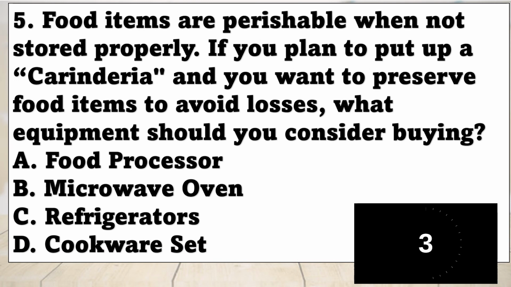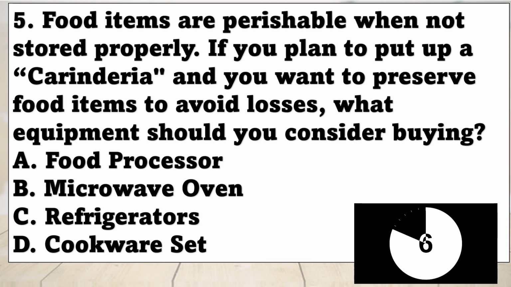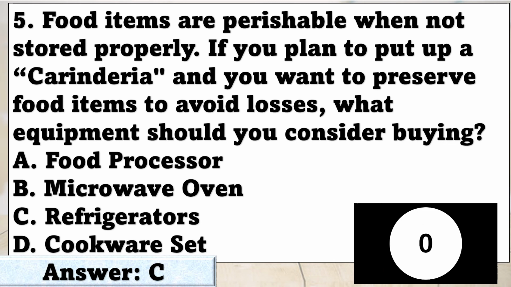Number 5. Food items are perishable when not stored properly. If you want to put up a carinderia and you want to preserve food items to avoid losses, what equipment should you consider buying? A. Food processor. B. Microwave oven. C. Refrigerators. D. Cookware set. The correct answer is letter C.